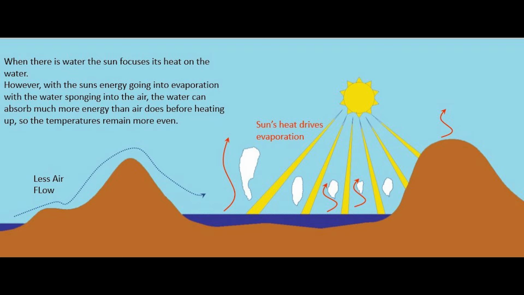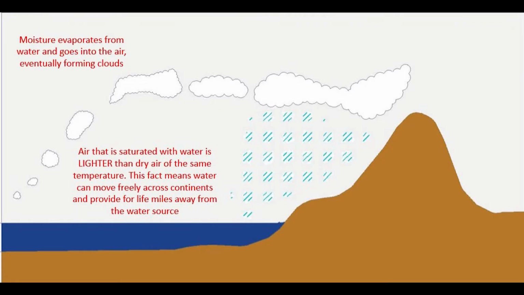Now, if there's water, that's a little different, because now the sun's energy is going into the water, and all that energy really gets absorbed into the evaporation process. And so the air doesn't rise in temperature very much, but you'll get a lot of evaporation of the water, and the evaporated water will rise and eventually turn into clouds. And so the moisture that's being evaporated from the water goes in the air and it forms clouds, and then that air that's saturated with water is actually lighter weight than dry air that's the same temperature. And so these clouds can rise and they can transport really large volumes of water across land masses.